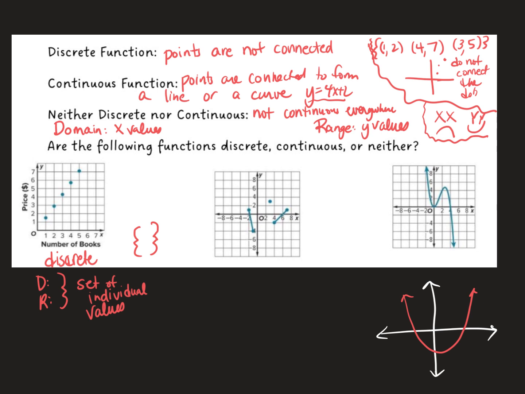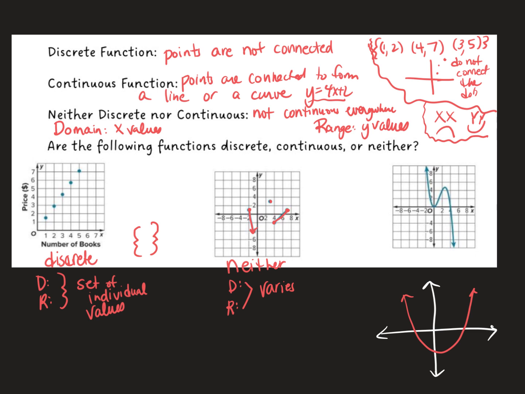And then for the second one, this is neither discrete nor continuous. So I'm just going to put neither. It's because it has a piece that continues forever. It has one dot, and then it has another piece that stops. So it's neither discrete nor continuous. The domain and the range for this varies based on what's graphed.